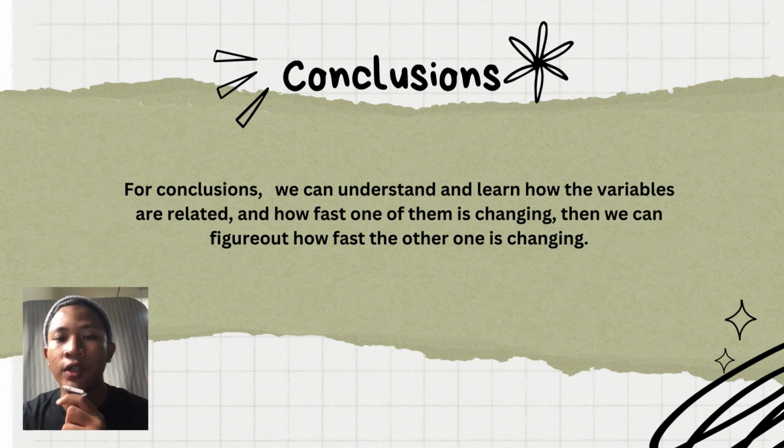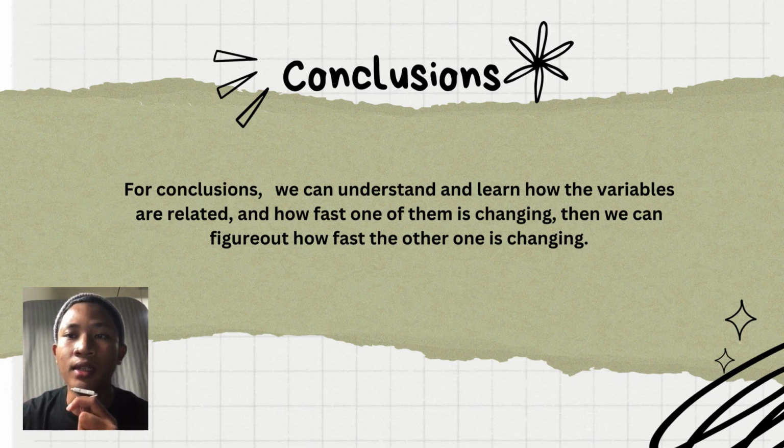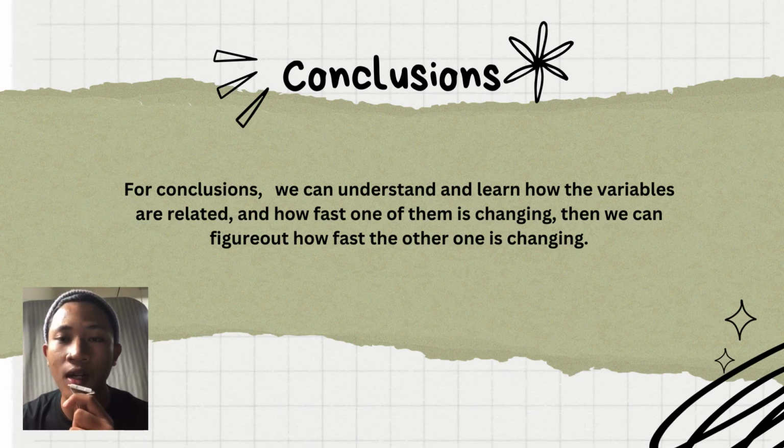For the last part, our conclusion about the topic that we have discussed. We can understand and learn how variables are related and how fast one of them is changing. Then we can figure out how fast the other one is changing. That's all for our presentation for MAT 183. Thank you for listening, and that's all from us.